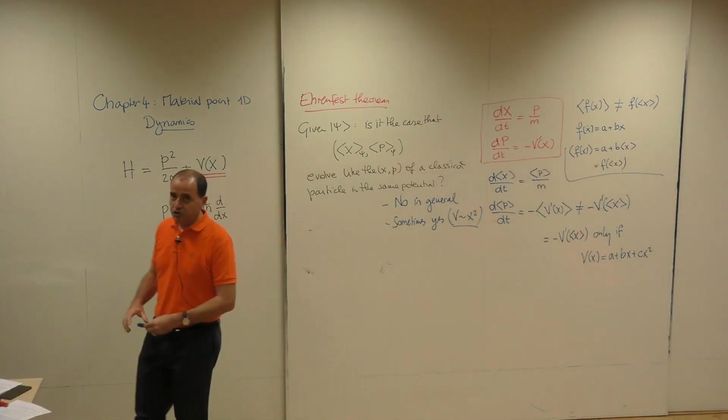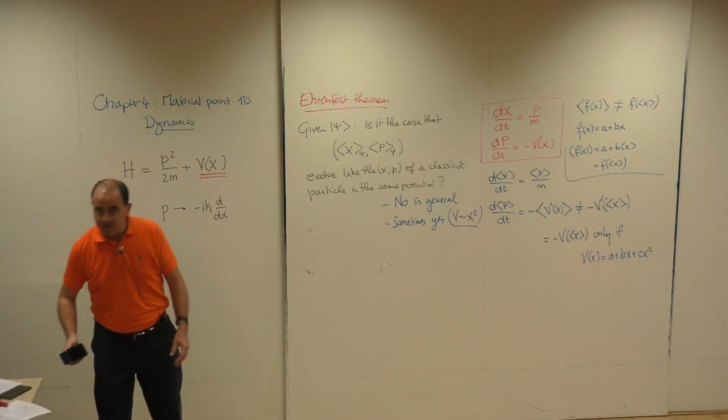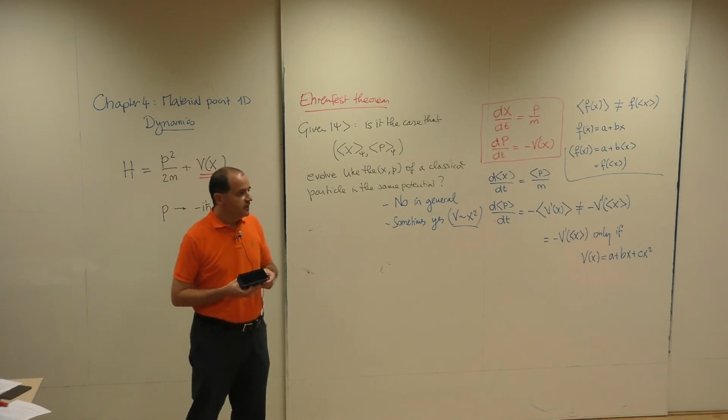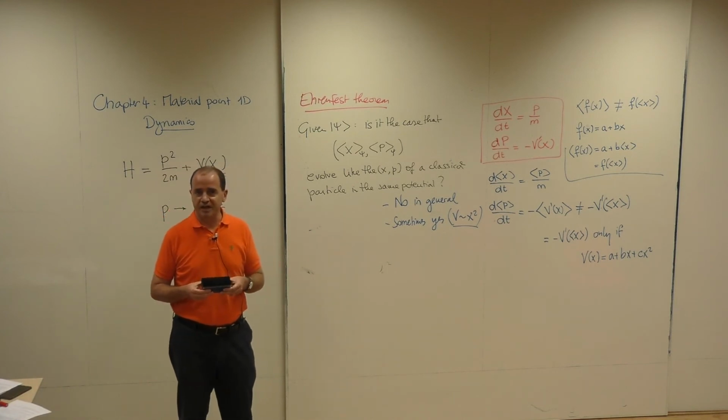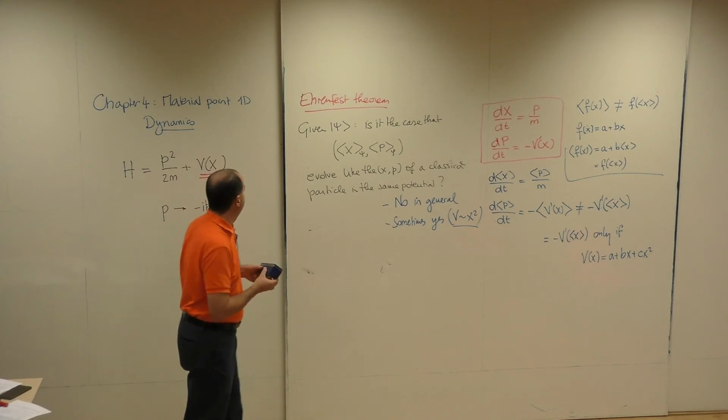And with this I finish all that I wanted to say about the generalities of the dynamics. Now let me move to the first example of dynamics. It's kind of trivial. You will see what's going on. And it's what is called a free particle.